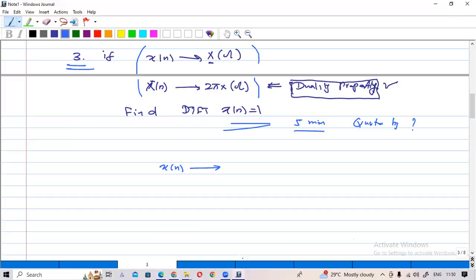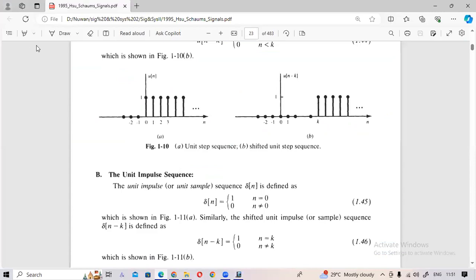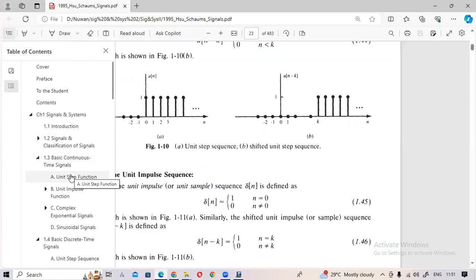So I got some answer. This is the data I have given you, and you misunderstood this data. That is the problem. Actually, this is the duality property. This is the duality property for continuous time signals. In discrete time signals, sometimes the duality property is not defined. So I will show you.